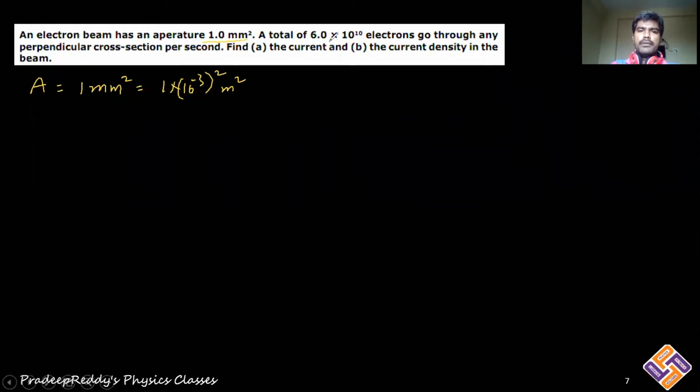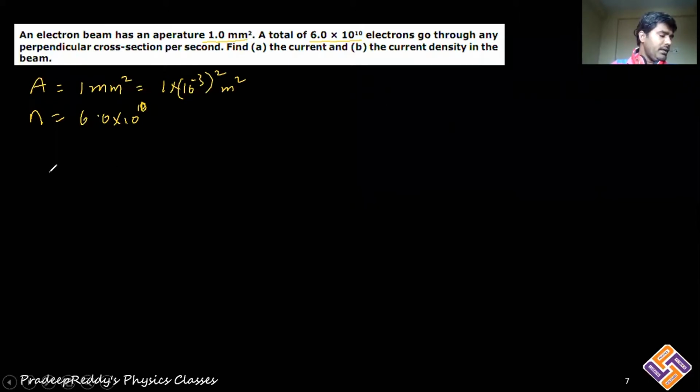A total of 6 into 10 power 10 electrons. Number density is given. How much is it? 6.0 into 10 power 10 electrons. It is just number density. Go through any perpendicular cross section per second. Find current and the current density in the beam. You are supposed to find out current and current density.